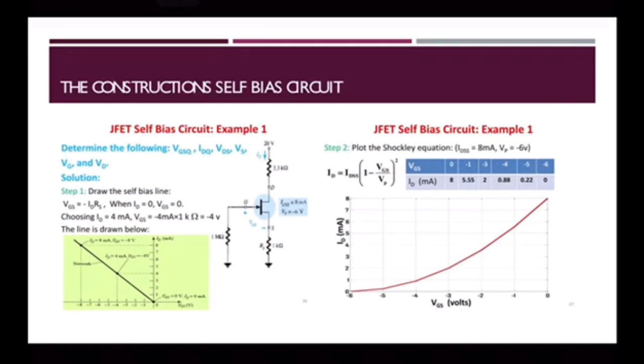Step 2, we plot the Shockley equation and the data we took, which is IDSS equal to 8 mA, VP equal to negative 6 volt, with the formula ID equal to IDSS bracket 1 minus VGS over VP bracket power of 2, and we plot it into the graph.